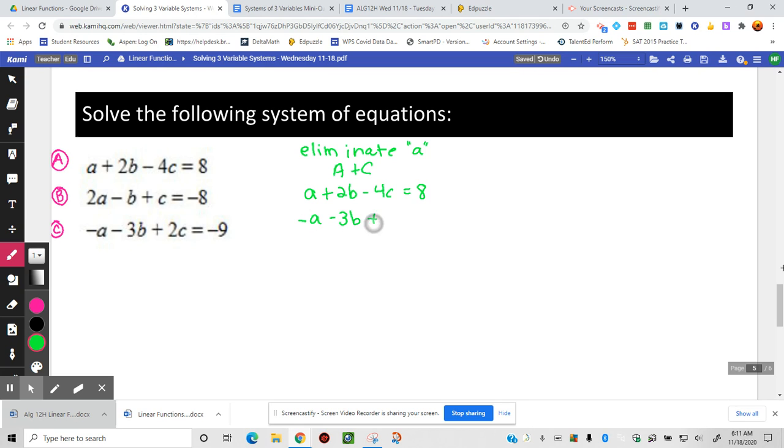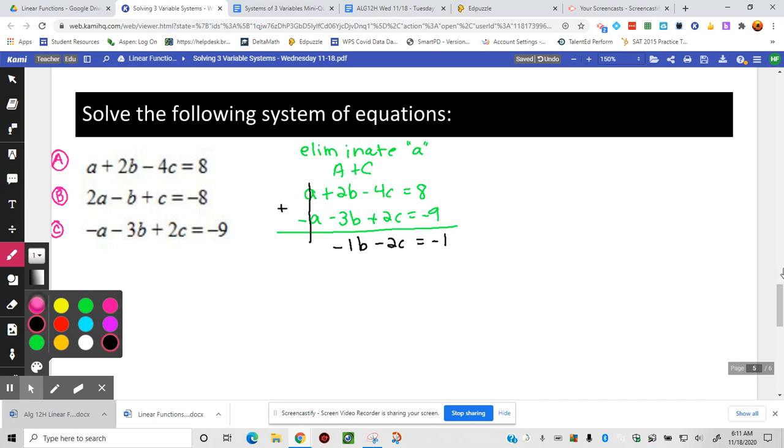It is very easy to lose a negative sign as you're doing these. Okay. So when I add these ones together, a plus negative a would be 0. I get negative 1b minus 2c equals negative 1. Okay, so I've worked with two of the equations and I eliminated a. So now I just need to see if I can eliminate a using two different equations.